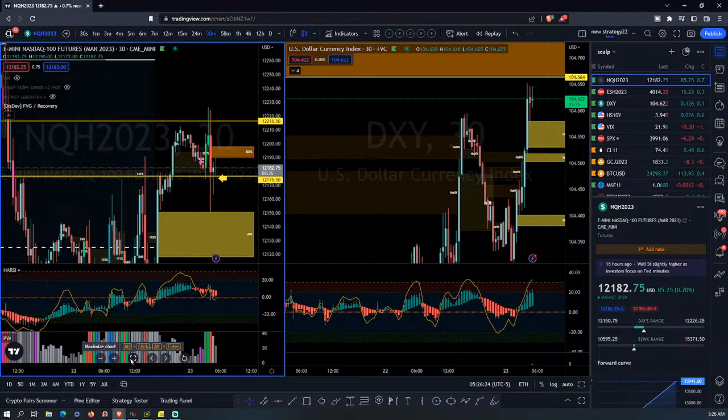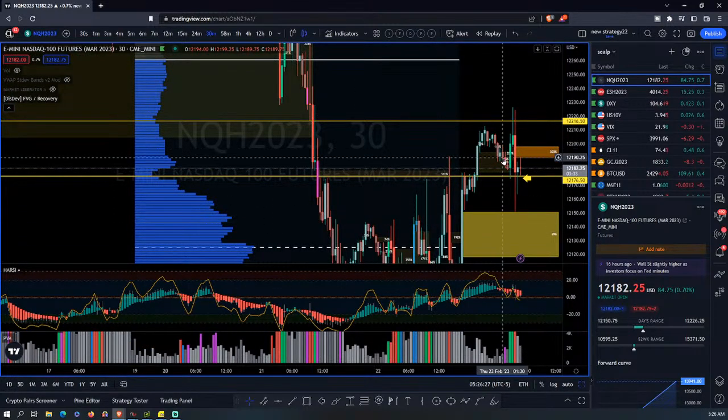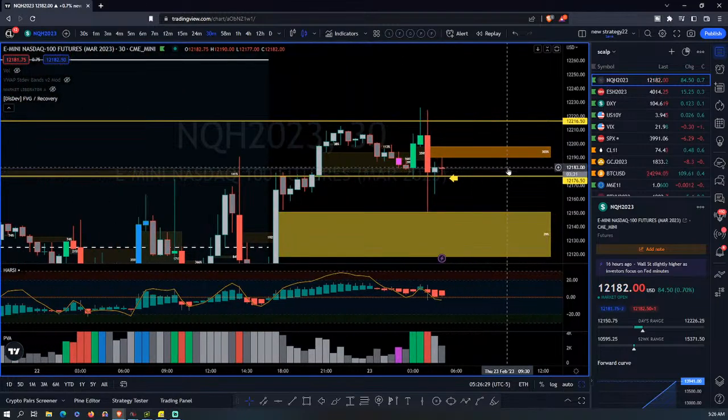That's the Dixie on the right, and that's the Nasdaq on the left. Look. Disgusting Doji. Disgusting Doji. Hold on, I'm gonna drink water.